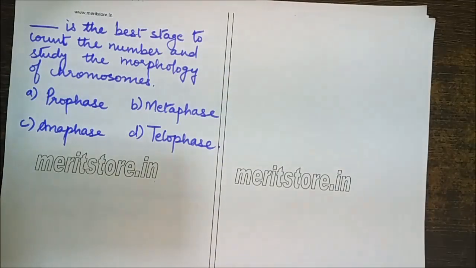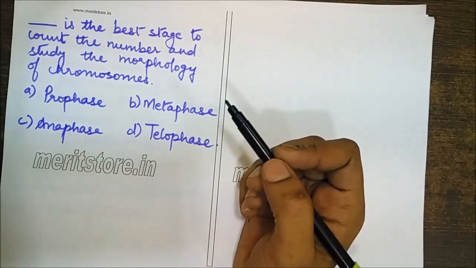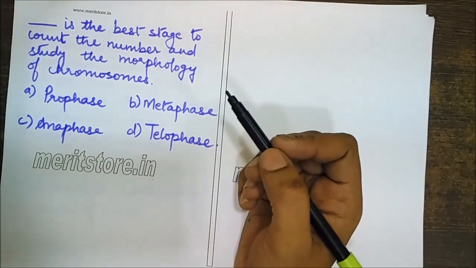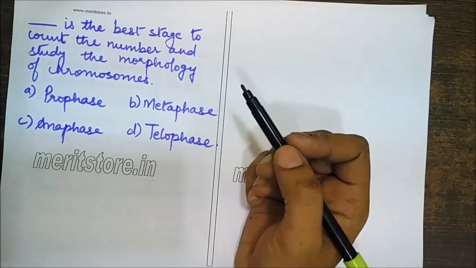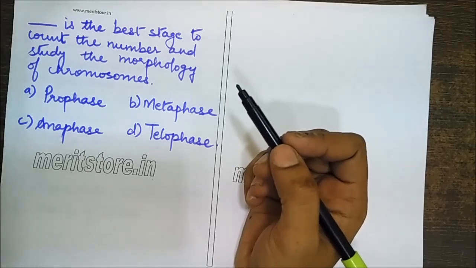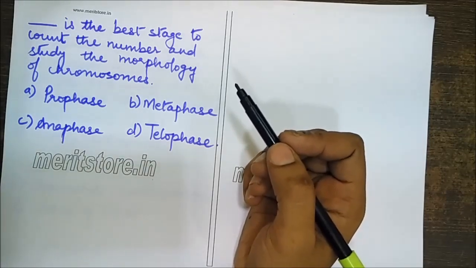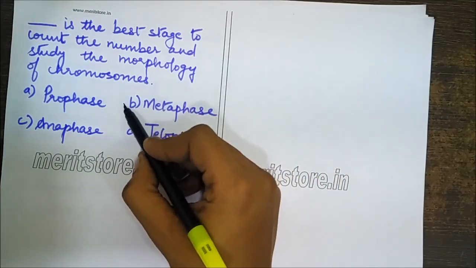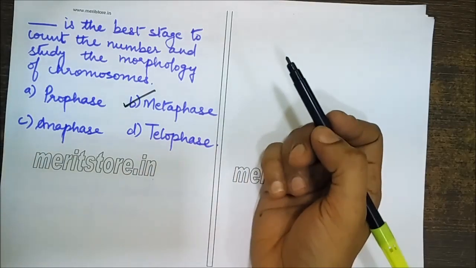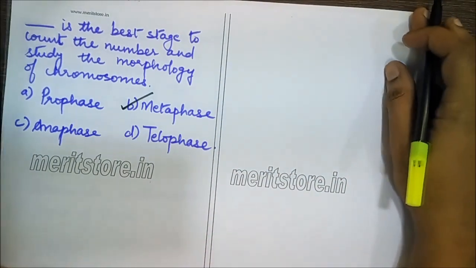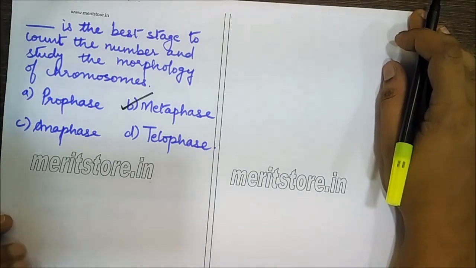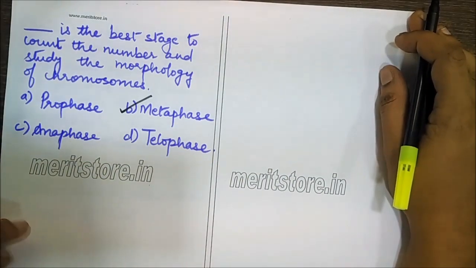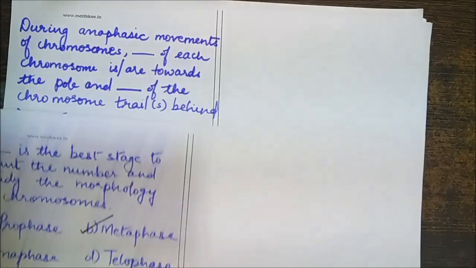Next, dash is the best stage to count the number and study the morphology of the chromosomes. Now, always remember, metaphase is the best stage to count the total number of chromosomes, because the arrangement of the chromosomes in series of decreasing length can also be studied very correctly during metaphase. It is during this phase that the chromosomes align in the central region. So always remember, to count the number of chromosomes, metaphase is the best phase.